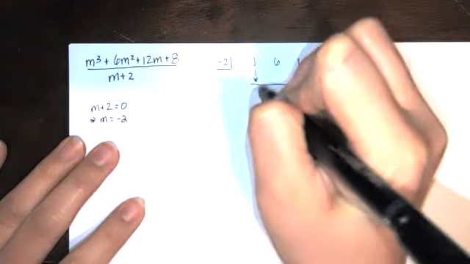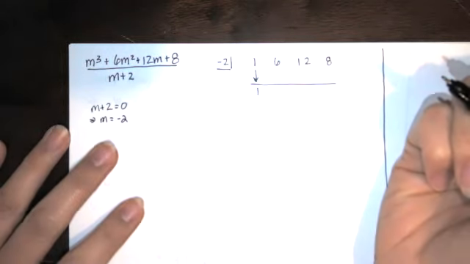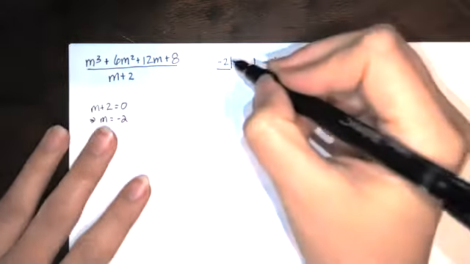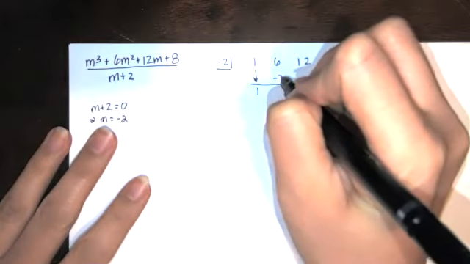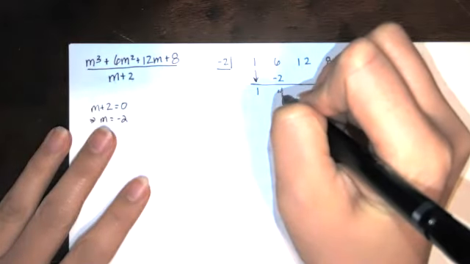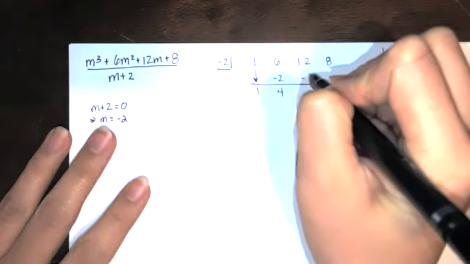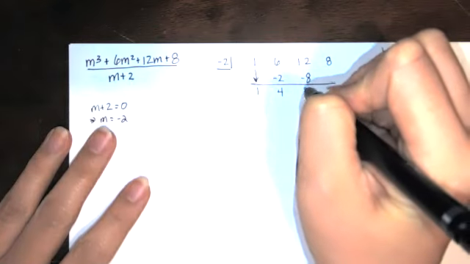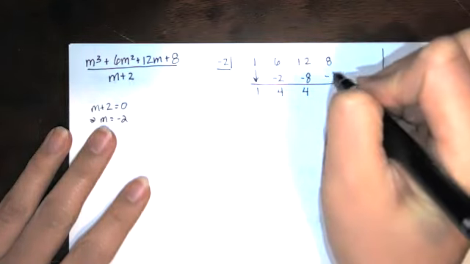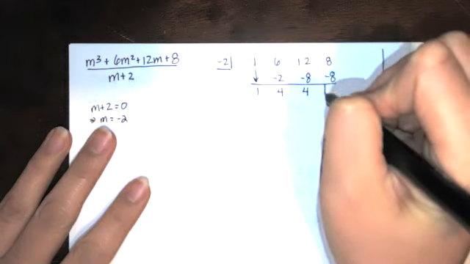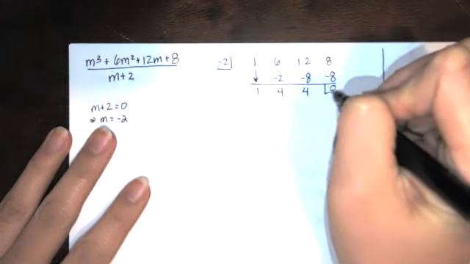Then we bring the 1 down. And synthetic division works pretty easily. You just multiply these together. It's -2, and then add. Multiply gives me -8. Put that there, then add. Multiply gives me -8, and then add. And this would always be the remainder.